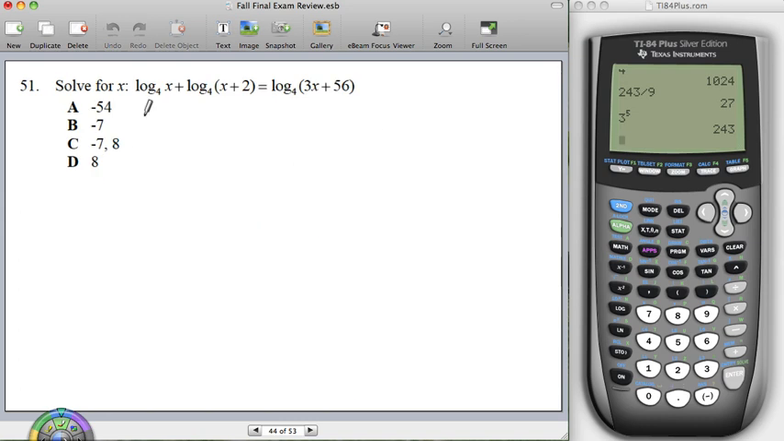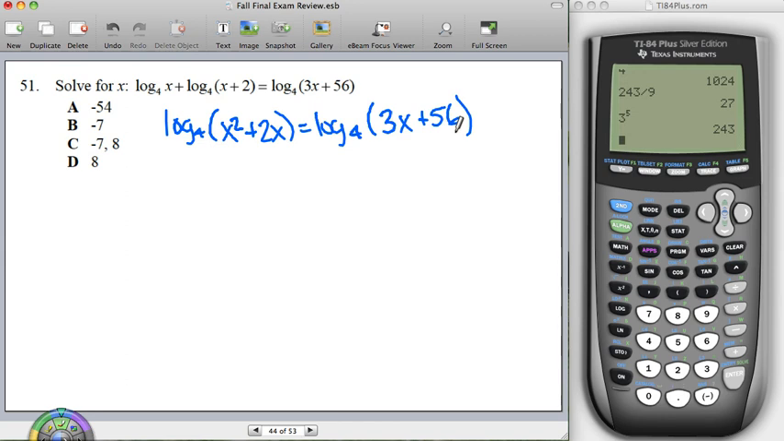For this, I can combine these logarithms over here. Since I'm adding, I can multiply. So that's a log base 4 of x squared plus 2x equals a log base 4 of 3x plus 56. I have logs on both sides, which means I can cancel out my logs, drop my logs. So x squared plus 2x equals 3x plus 56.